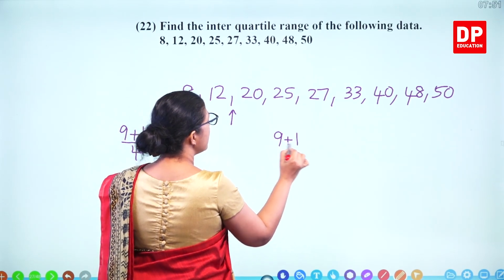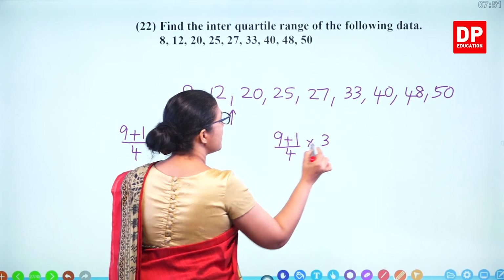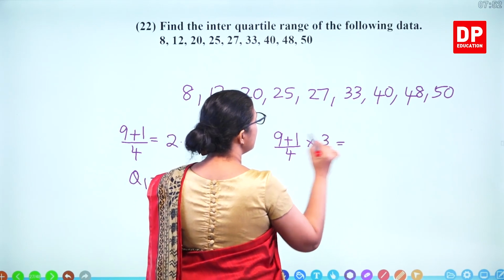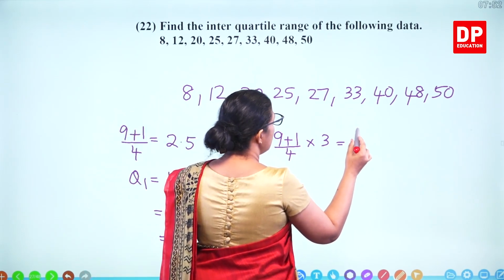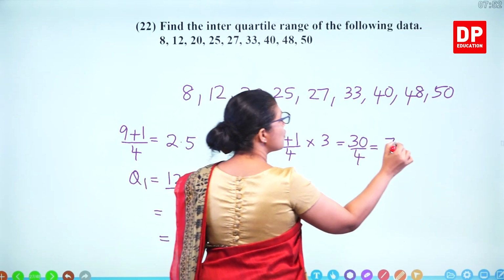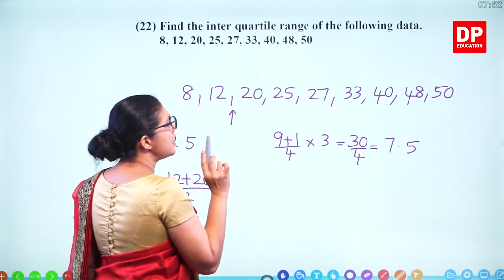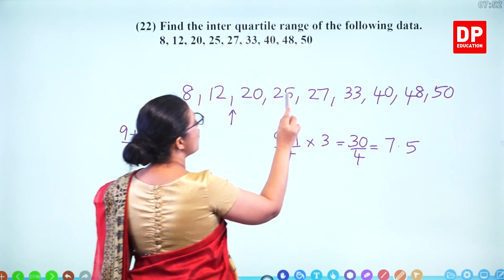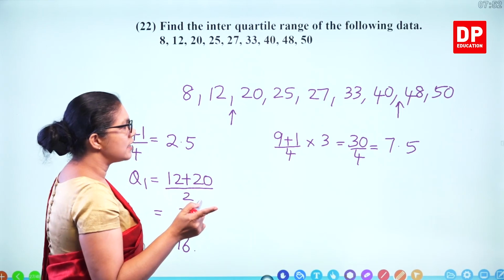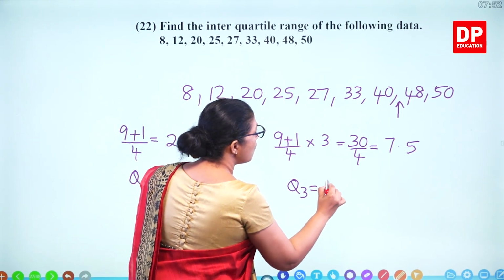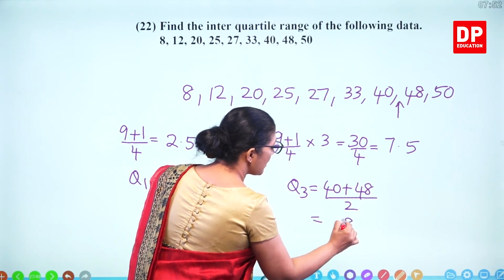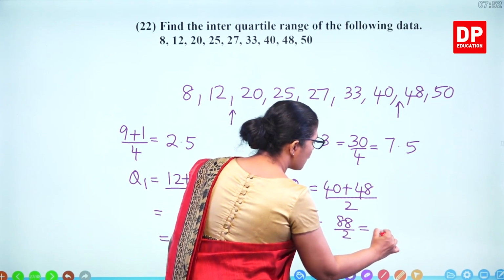So how do you find Q3? 9 plus 1 divided by 4, times 3. 10 over 4 times 3 gives 30 over 4, which is 7.5. So in between 7 and 8, which is in between 40 and 48. So Q3 becomes 40 plus 48 divided by 2. 88 divided by 2, that's 44.